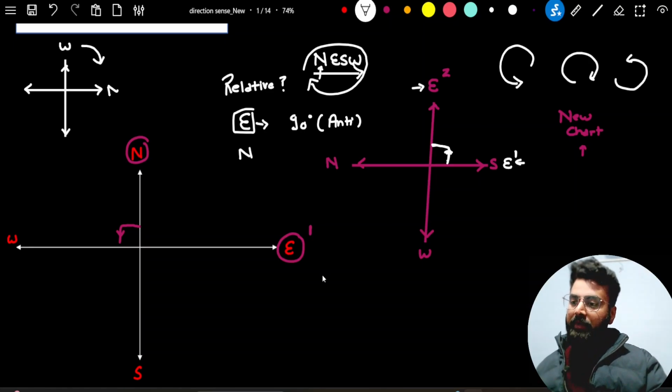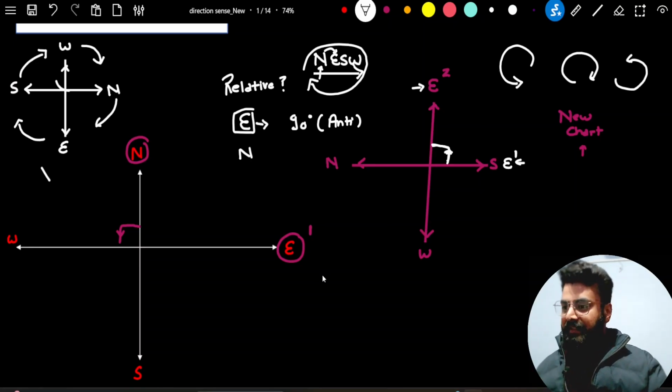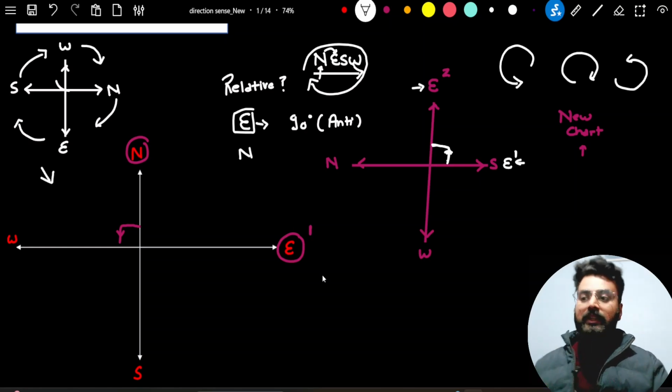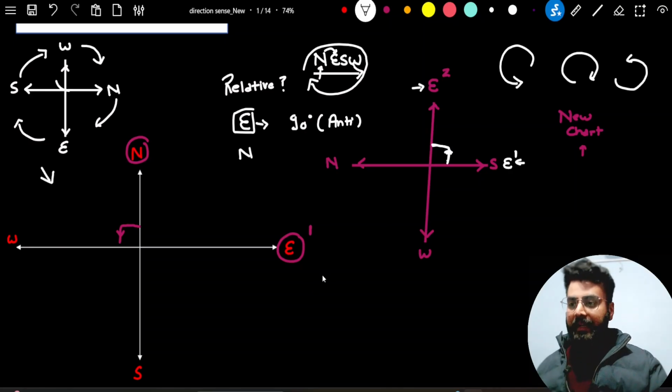So west would be followed by north, then north would be followed by east. So after north, the next direction which we'll find is east, and then east would be followed by south. So NESW. In fact, if you look at the standard chart, the first one, here also you'll find that this keyword is satisfying the condition N, E, S and W.